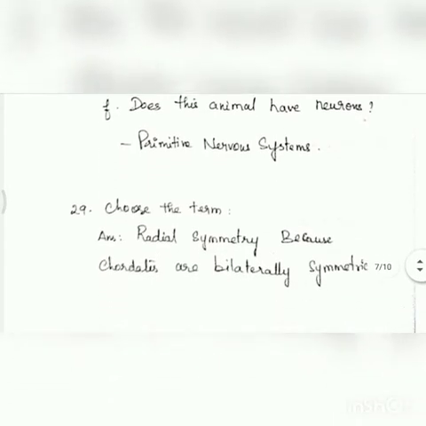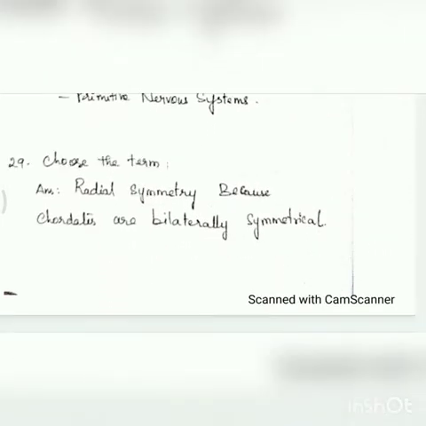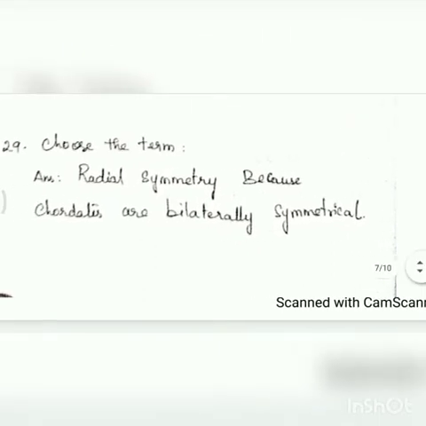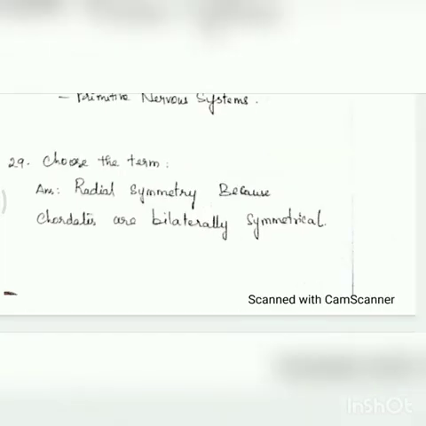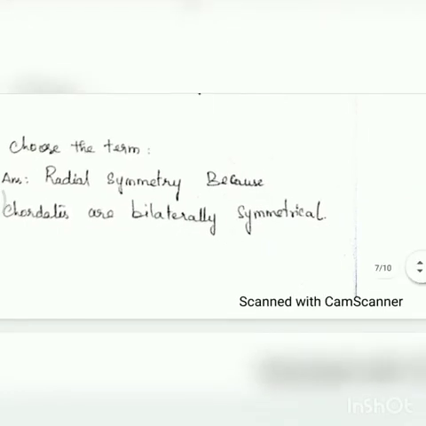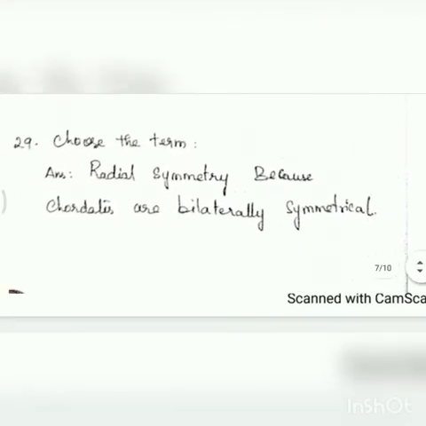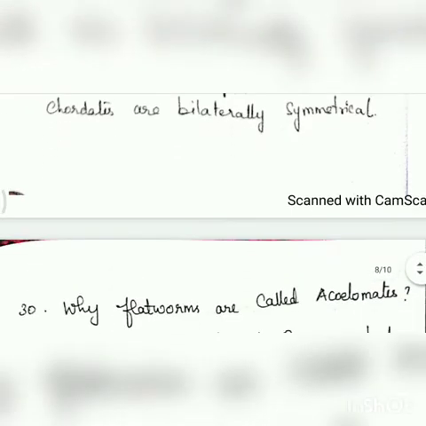29th question. Choose the term that does not belong in the following group and explain why it does not belong. So various words are given: notochord, cephalization, dorsal nerve cord and radial symmetry. So here the term is radial symmetry because chordates are bilaterally symmetrical. Chordates are bilaterally symmetrical. So this is like choosing the odd one out.